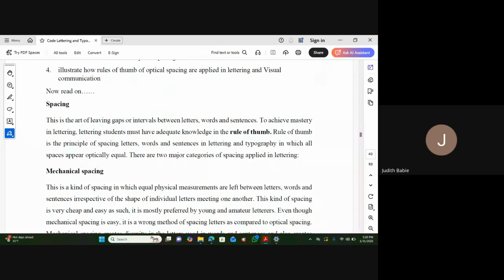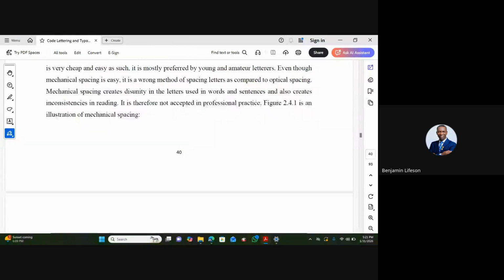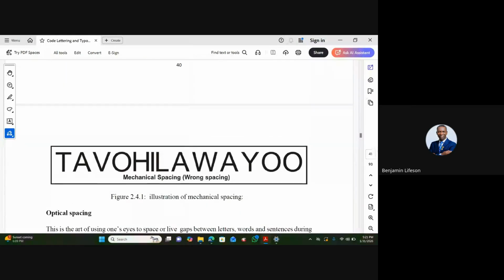Okay, rule of thumb. Rule of thumb is the principle of spacing letters, words, and sentences in lettering and typography in which all spaces appear optically equal. There are two major categories of spacing applied in lettering. We have the mechanical spacing and that of the optical spacing.